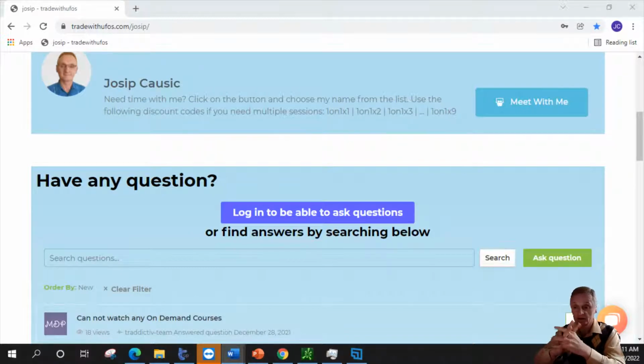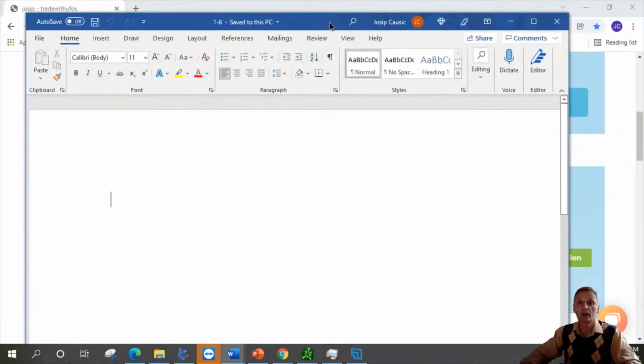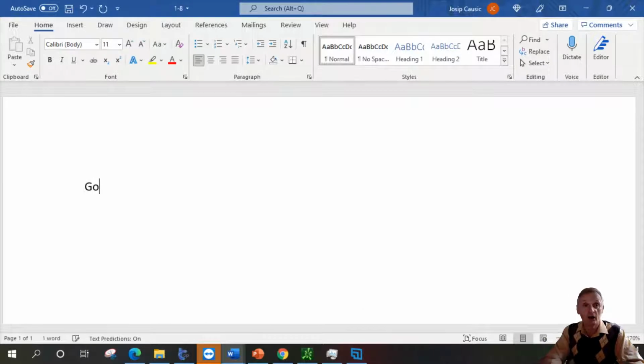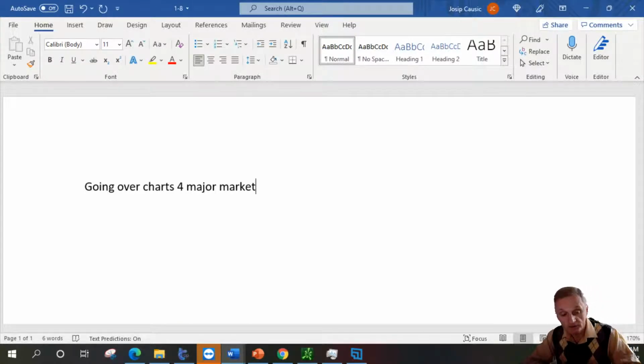So my agenda over the next few minutes is simply that I'm going to bring the document here and spell out the agenda overview. This agenda overview is going to include going over the charts of the 4 major markets. In fact, I will share with you the workspace that I created on Thinkorswim back in 2006, and I still use it to this day.